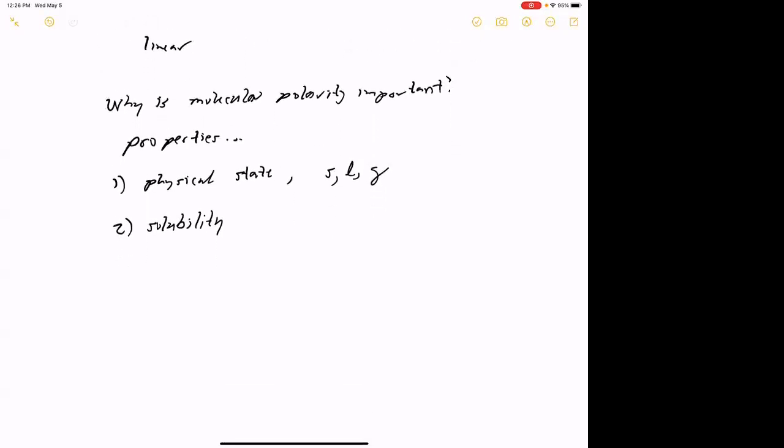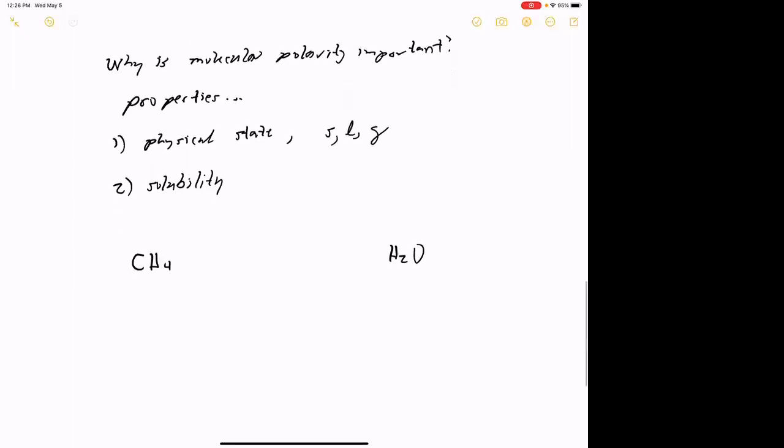So let's just compare two very simple molecules. I'm going to compare methane, which is CH4, to water, H2O. Now, at normal temperatures and pressures, CH4 is going to be a gas. At normal temperatures and pressures, water is going to be a liquid. Okay, I think everybody knows that.